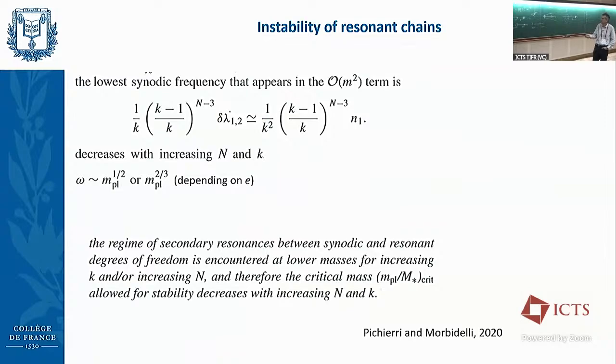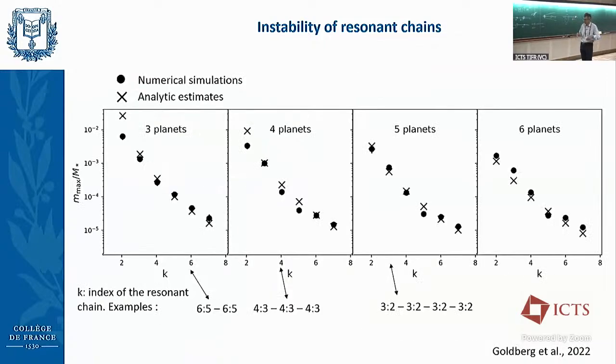So this was, in this paper, a sort of qualitative criterion based on the asymptotic behavior of the synodic frequencies and libration frequencies, and then Goldberg put it in more quantitative terms, so as to be able to compute the stability threshold of chains in analytic estimates, compared to numerical estimates of Matsumoto. And so these are the results.